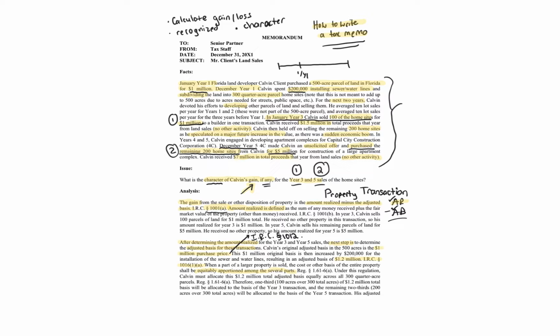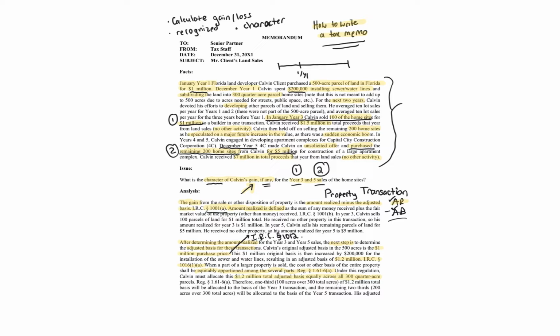So it's saying, hey, year 3 we've got a transaction, year 5 we need to break up that $1.2 million total basis. And Reg 1.61-6(a) is where we find that. Now under the regulation, Calvin must allocate the $1.2 million total adjusted basis equally, and by equally I don't mean split it between 2, but equally across the 300 acre parcel because it was all acquired at the same time. So I'm saying per acre. If there's 300 acres, you would take 1.2 million, divide that by 300 and you would get the per acre amount. And again, that's cited back to that regulation.